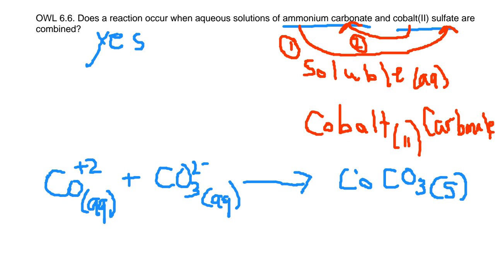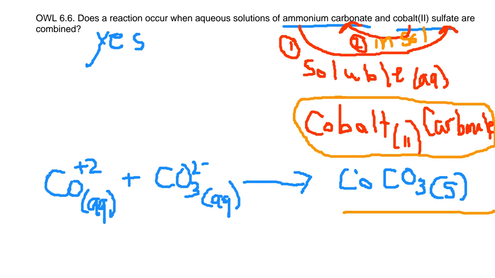In summary, we looked at the combination of the first cation with the second anion, the second cation with the first anion, and what we found was we did get an insoluble precipitate, the cobalt(II) carbonate. And so we wrote the formula for cobalt(II) carbonate as the product of that precipitation reaction, and then we did the reactants as ions dissolved in water or aqueous.